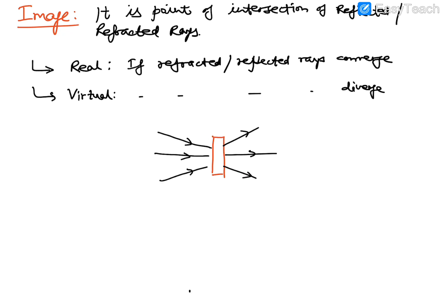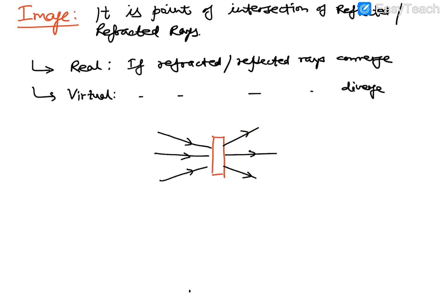So here we should be able to decide what type of object and what type of image it is. These are the incident rays, so they will decide the object, and this is very similar to a case that we have already done. They are converging. Since they are converging, the object must be virtual.